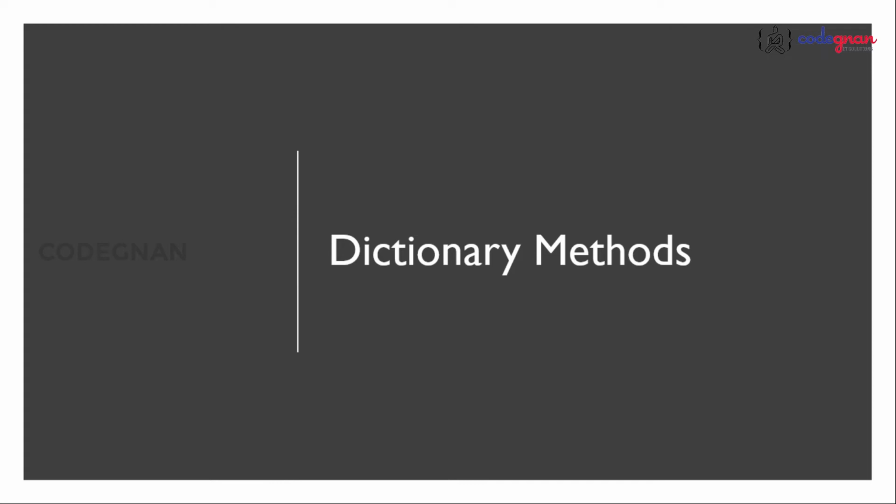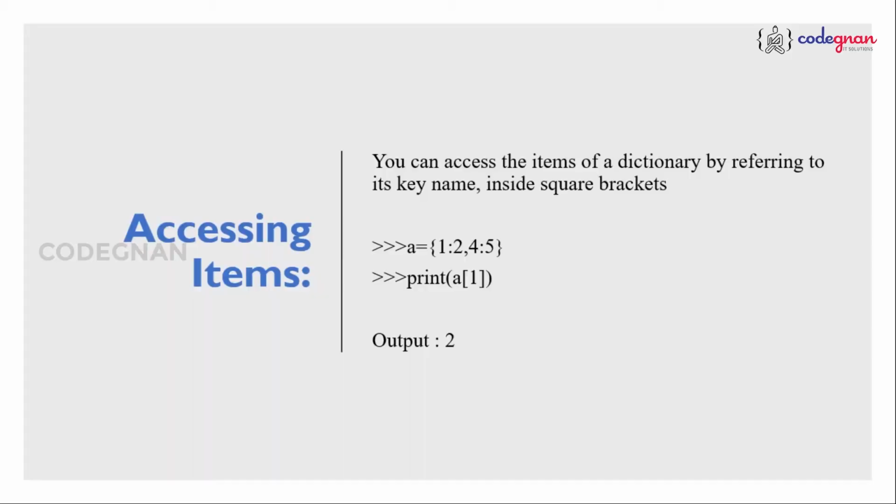So, we have seen how to create a dictionary and what are the possible things that can happen in a dictionary, right? You can create a set inside a dictionary or you can create a list or tuple. Now, let us understand the various methods over a dictionary. The first thing we have seen already is how to access the items from a dictionary, right?